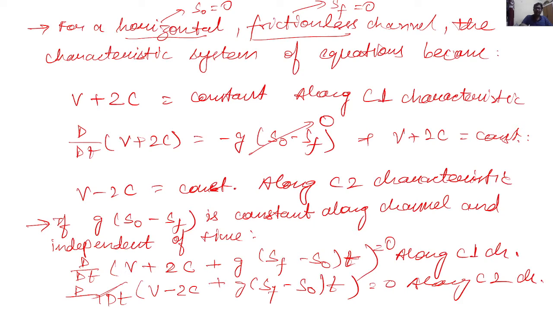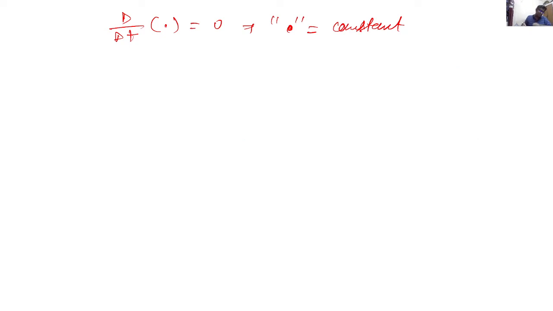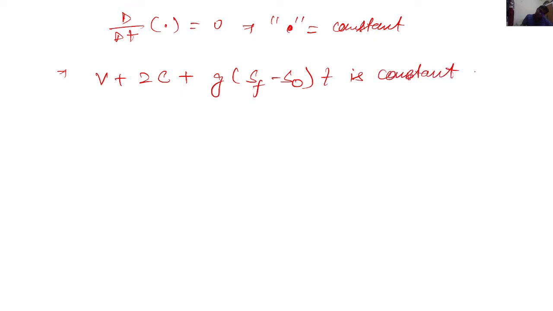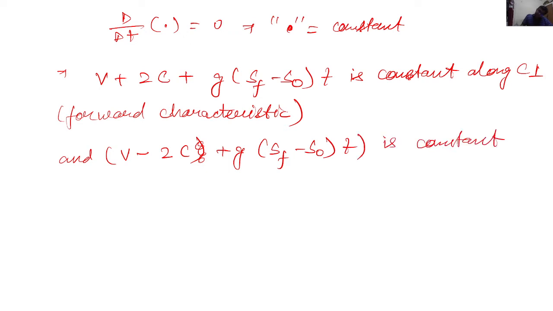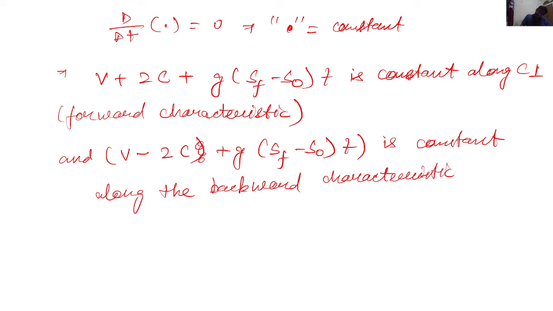So that is what we are going to do here. Whatever is inside the brackets will be a constant because its time derivative is nothing but 0. So this implies v plus 2c plus g times (Sf minus S0) times t is constant along C1, that is the forward or C1 characteristic, and v minus 2c plus g times (Sf minus S0) times t is constant along the backward characteristic, that is C2. These are the two inferences which we get from it so far.